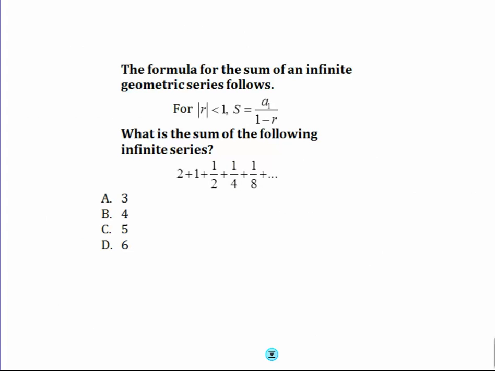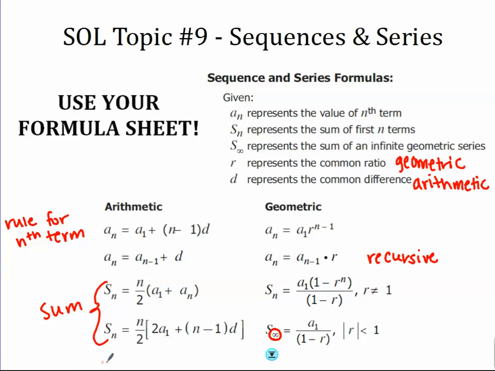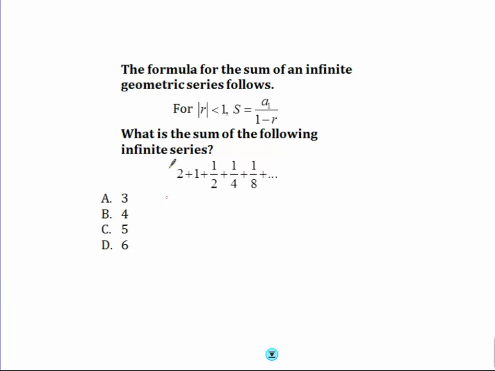It says the formula for the sum of an infinite geometric series follows, and then it gives you the formula. What is the sum of the following infinite series? This is the same formula that's on your formula sheet. Okay? It's not giving you a new formula. And this part that says for r less than 1, that means that the ratio has to be between -1 and +1, otherwise there is no sum.